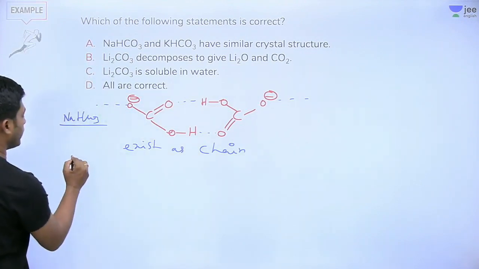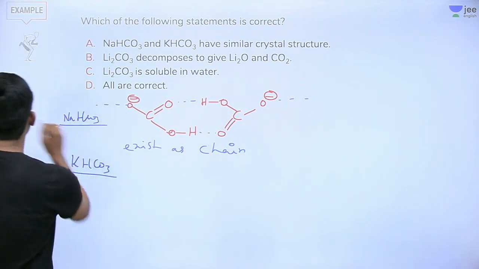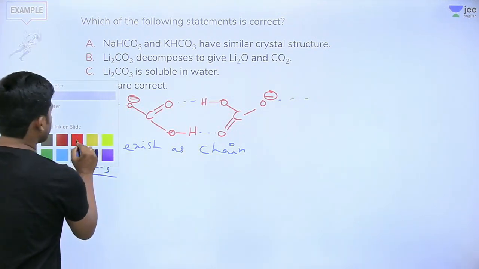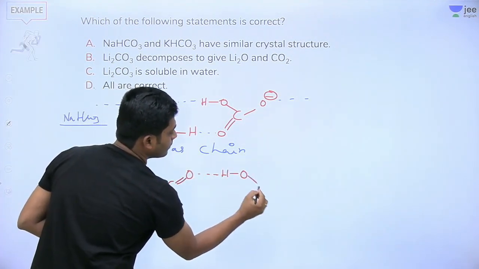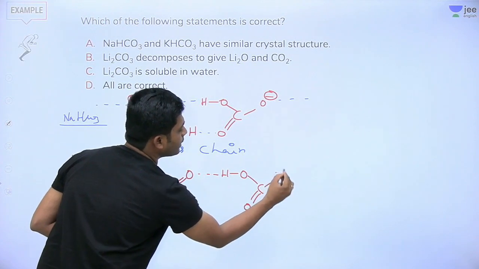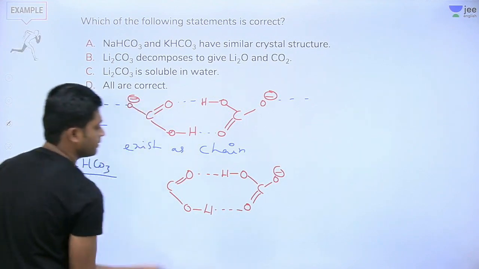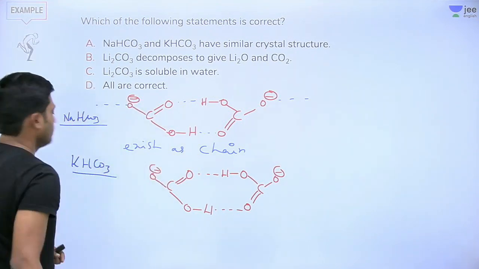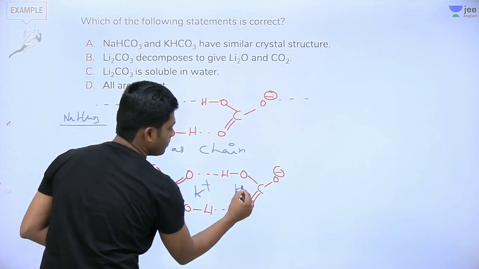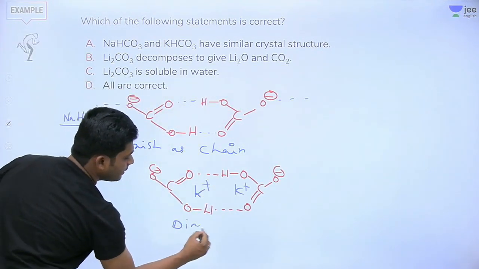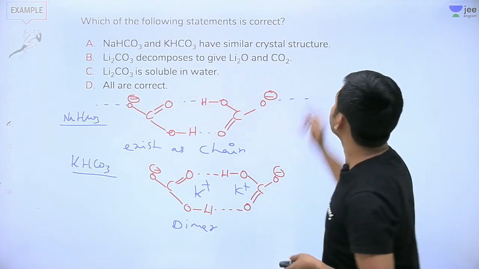Now potassium bicarbonate exists only as a dimer. This is a very important question. Okay, so this exists as a dimer only. K plus, it exists as a dimer. So these two, sodium bicarbonate and potassium bicarbonate, have different structures. This is not correct.